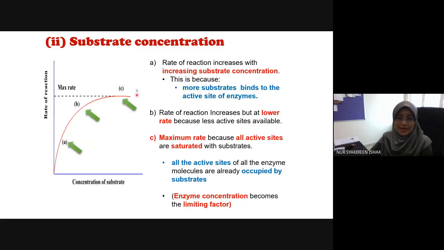So here it will reach the maximum rate of reaction, because why? All the active sites of the enzyme have substrate. So there is no use adding more substrate if you have a limited amount of enzyme in the reaction. This will reach its maximum rate of reaction.